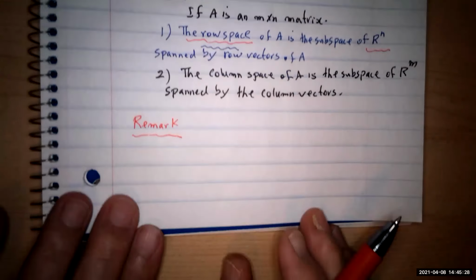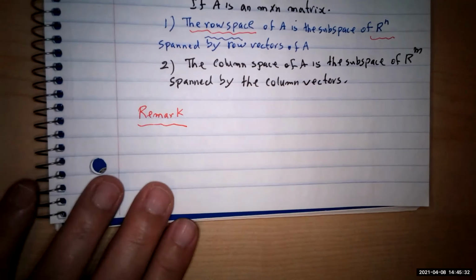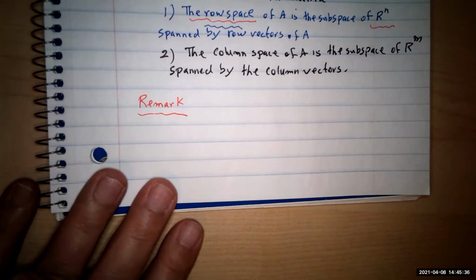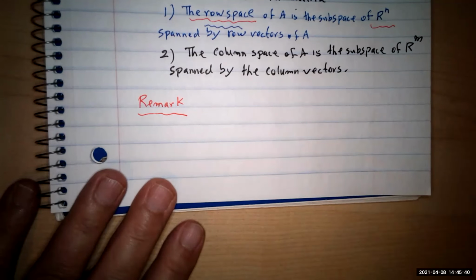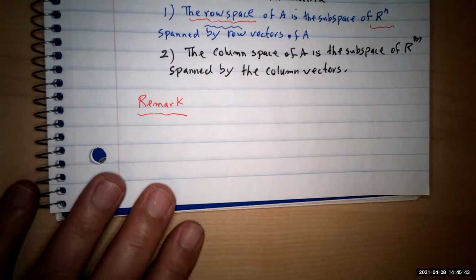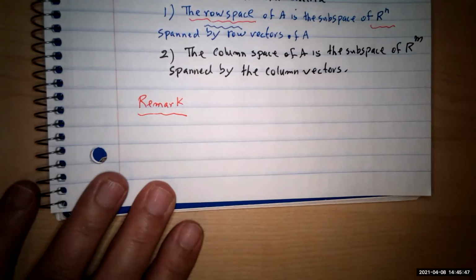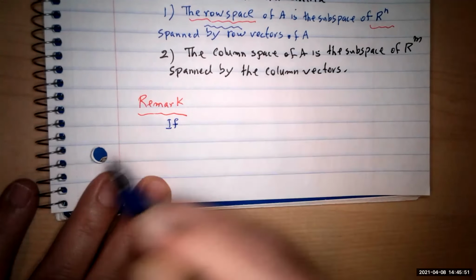So let me give a remark and a nice theorem to see how we're going to do it. The remark is, if I give you a matrix and you simplify it, you can find the row space and the column space of the simplified form, because it's going to be a space spanned by a basis. So this is the remark, very useful.